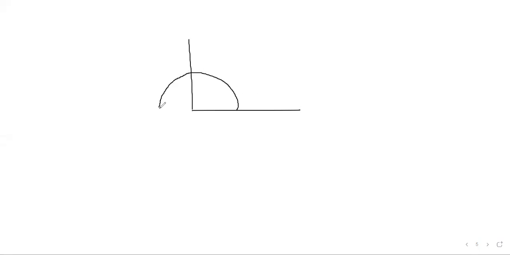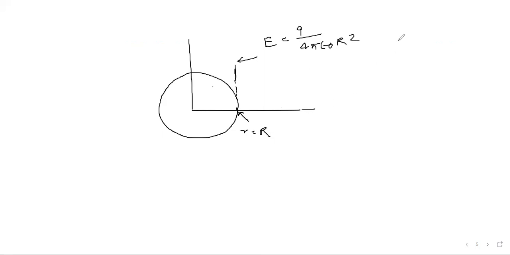Suppose this is a spherical shell. Inside there is no electric field. At this point, small r equal to capital R, the electric field is Q upon 4 pi epsilon naught capital R squared. After that, when small r is greater than capital R, E will be Q upon 4 pi epsilon naught small r squared. That is, E decreases with the second power.